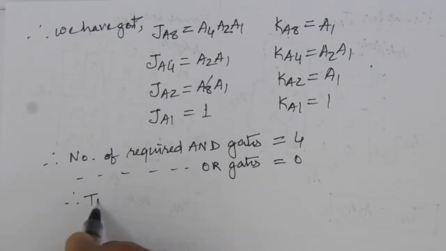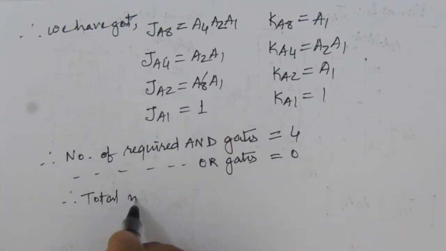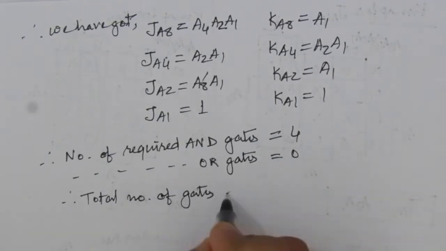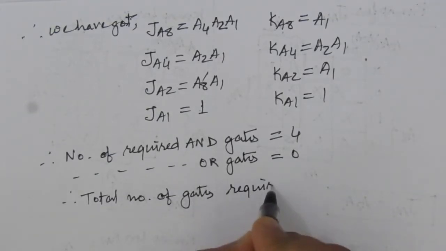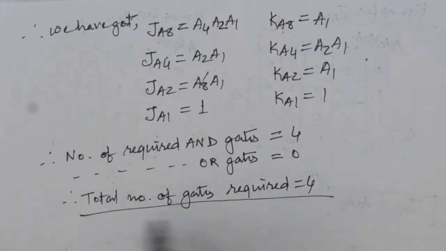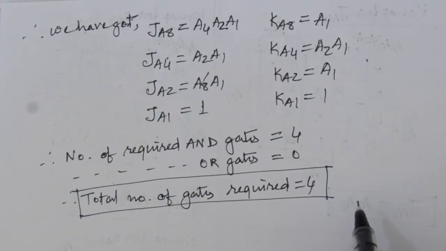Therefore the total number of gates required is equal to 4. In the previous case we got that we required 5 gates in total.